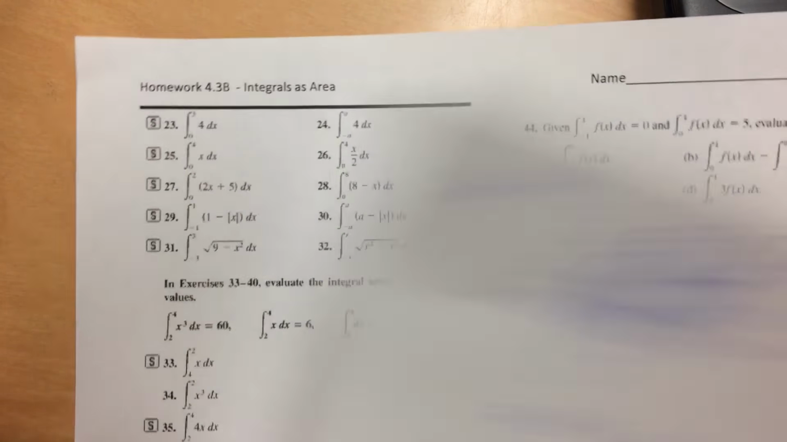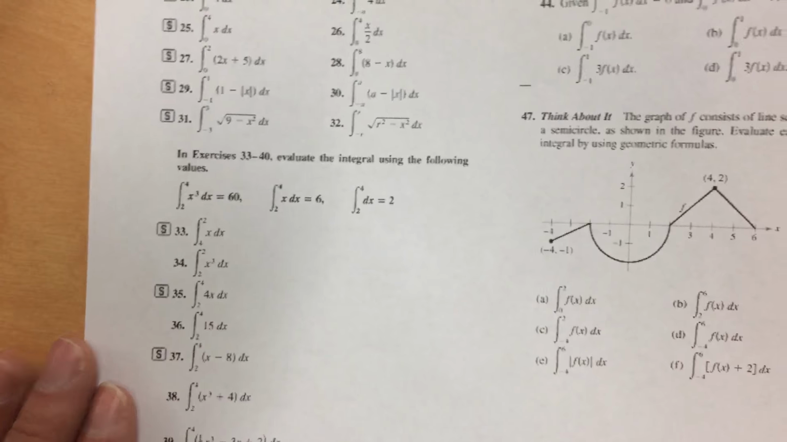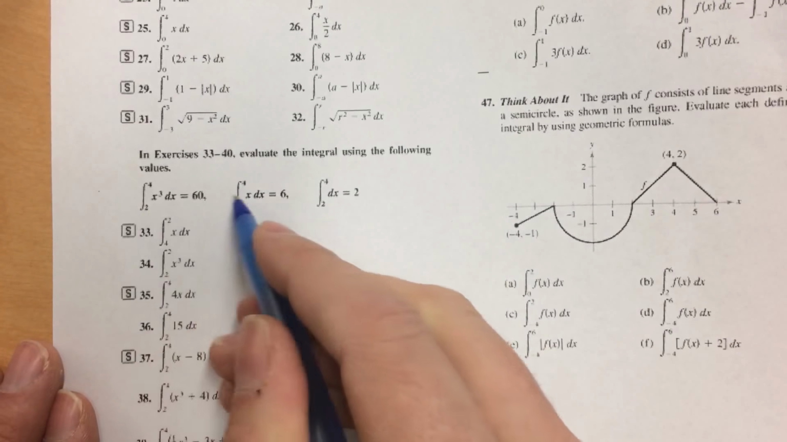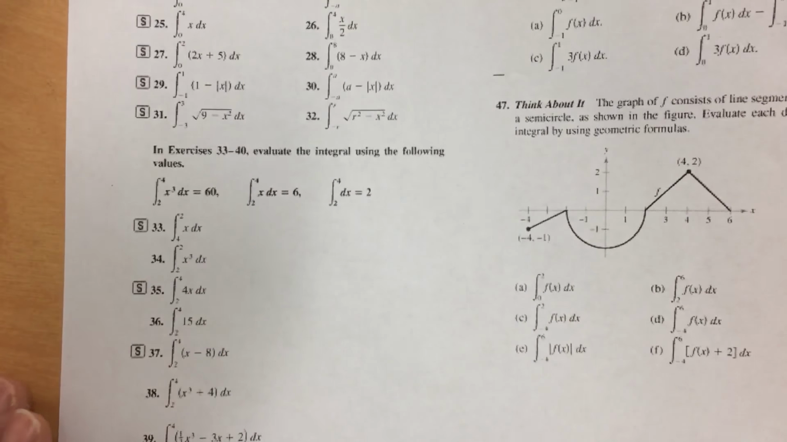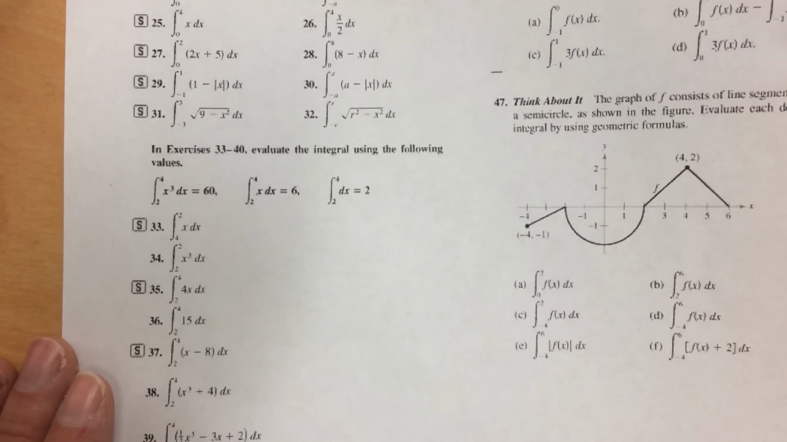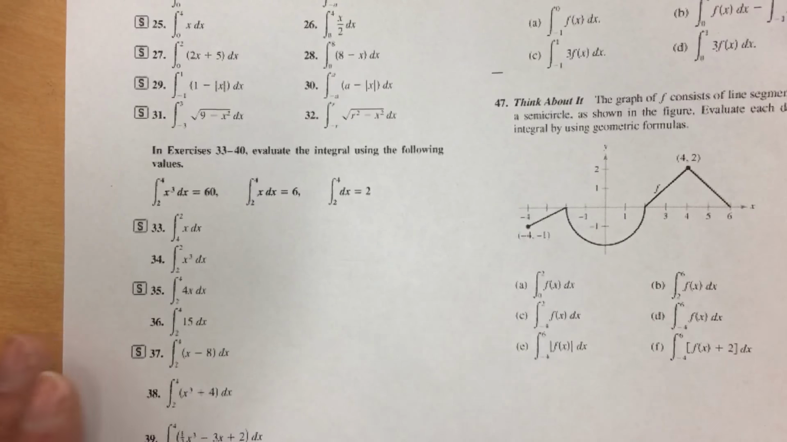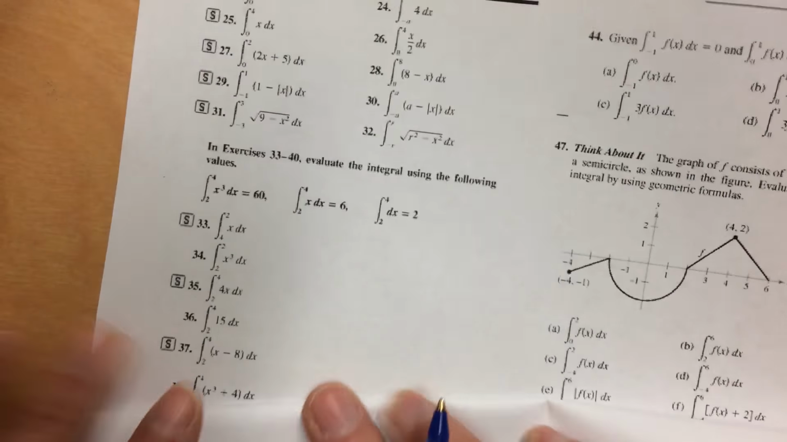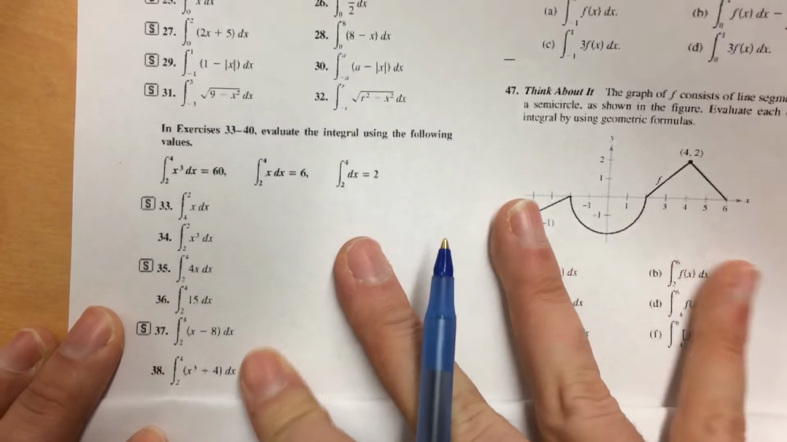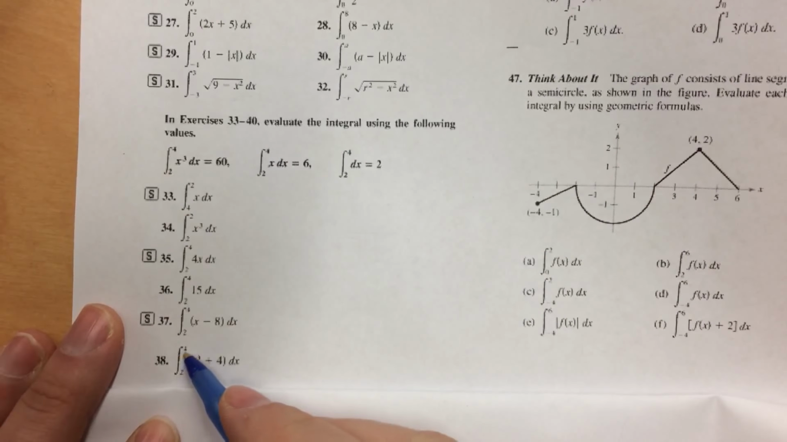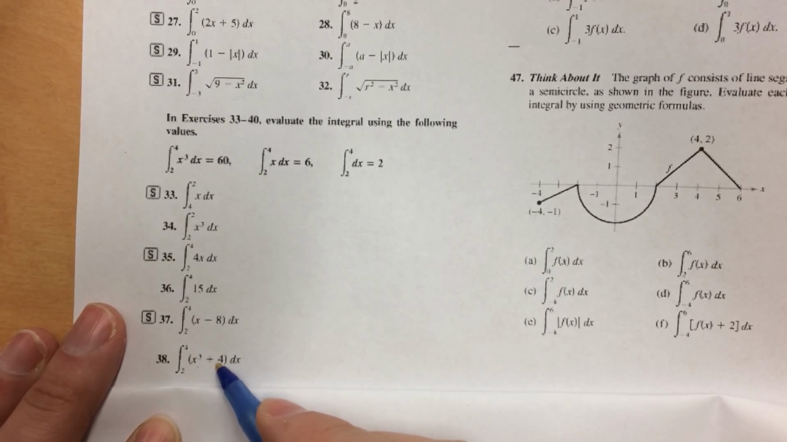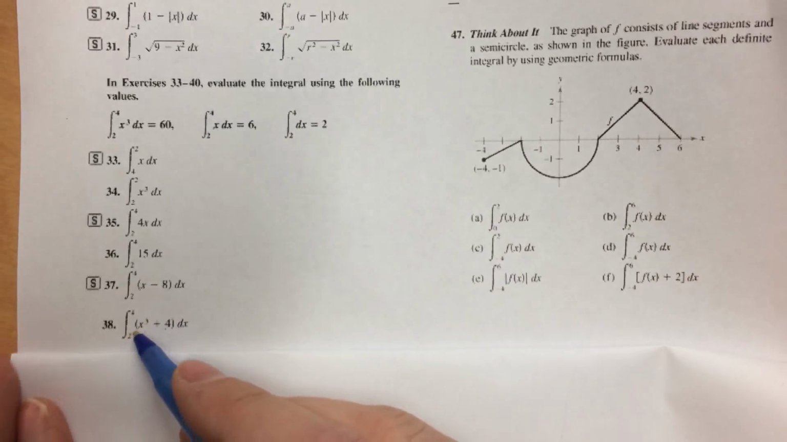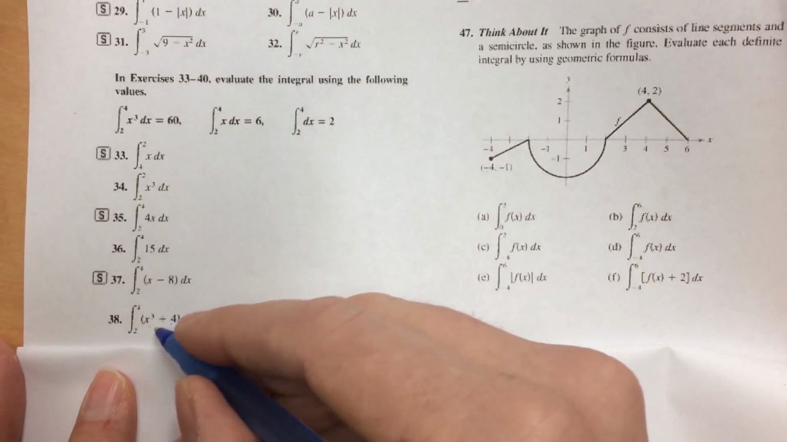So let's look at the next section. In this one, they give you a few integral values, and you need to use your properties of integrals. I will do, I guess, let's do number 38. 38 says the integral from 2 to 4 of x cubed plus 4. It's a little bit messy, the way to read it, but that's what it is.